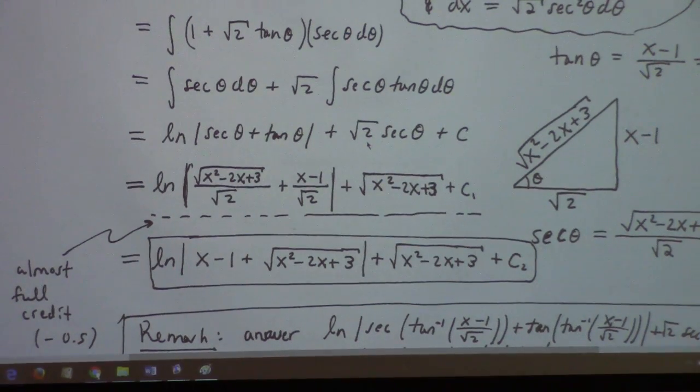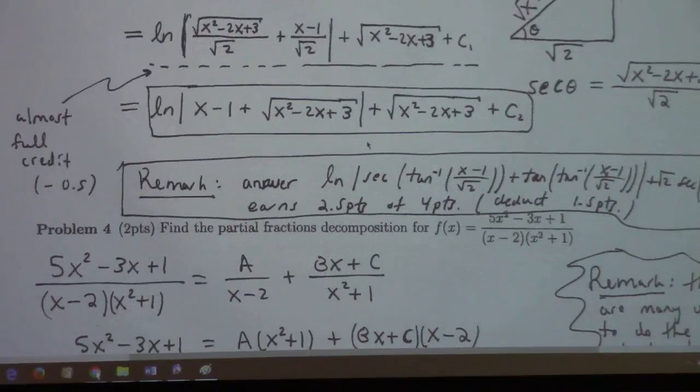As I mentioned here, if you wrote your answer like this, I do want the grader to give you partial credit. You should earn 2.5 out of 4 points if you did this. Sorry, it's a little bit cramped over there, but you get the idea. What if we didn't pull the 1 over square root? You lose minus 0.5 points.